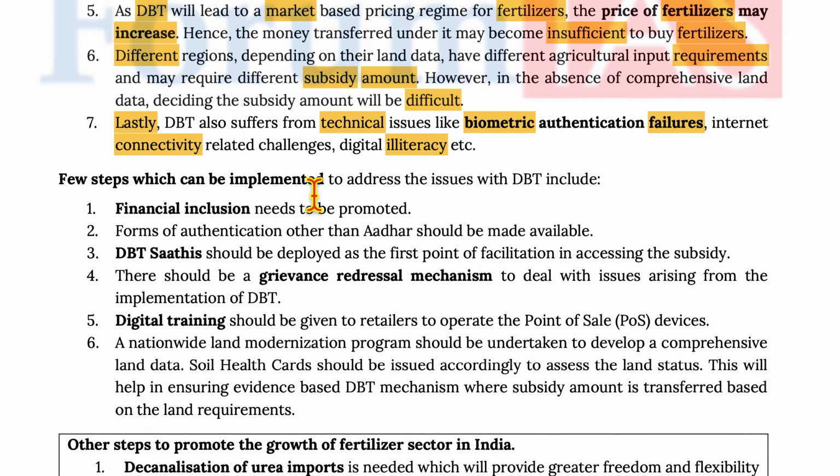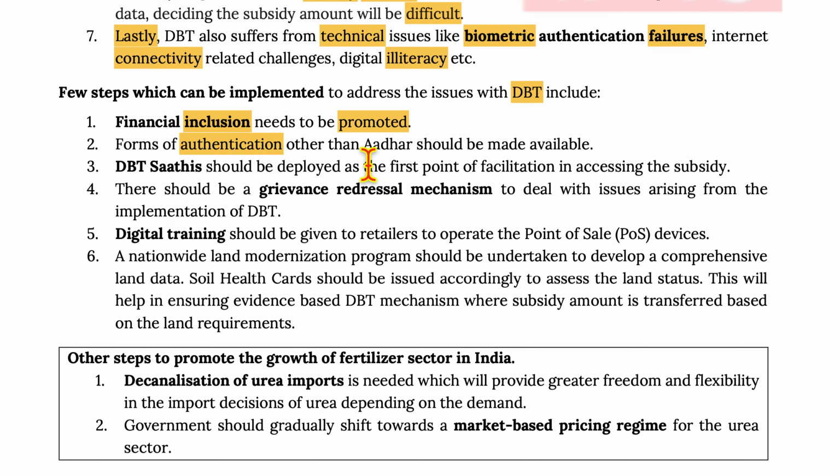Now, a few steps can be implemented to address the issues with DBT. Financial inclusion needs to be promoted. Forms of authentication other than Aadhaar should be made available. DBT Sathi should be deployed as the first point of facilitation in accessing subsidy. There should be a grievance redressal mechanism to deal with issues arising from the implementation of DBT. Digital training should be given to retailers to operate point of sale devices.